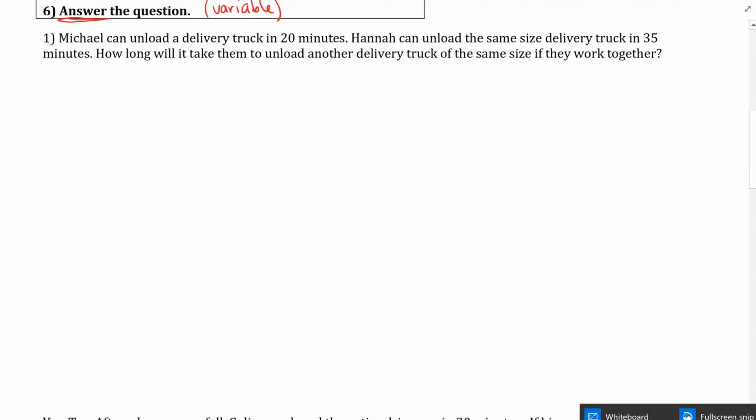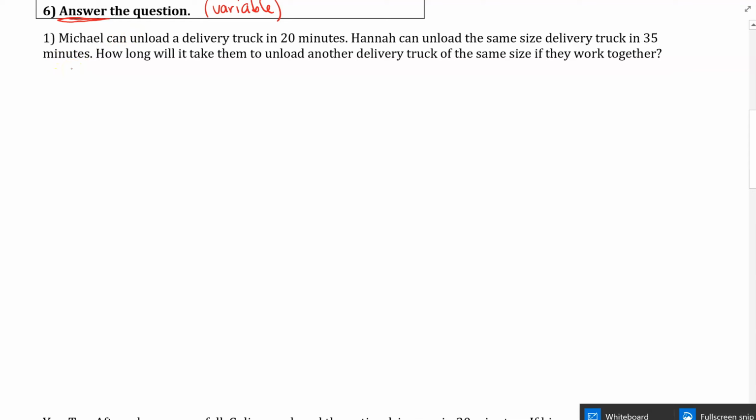So in number 1, here's the question. Okay, I'll read it out loud. You can follow along, but you might want to read it a couple more times to yourself after. Michael can unload a delivery truck in 20 minutes. Hannah can unload the same size delivery truck in 35 minutes. This is if they're working separately.